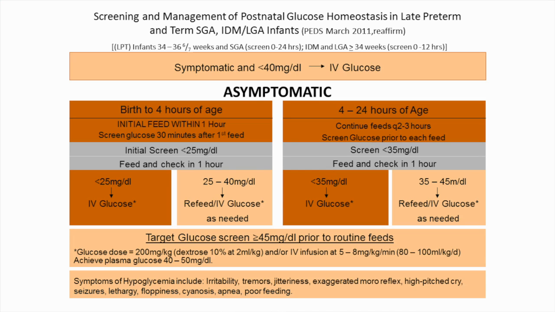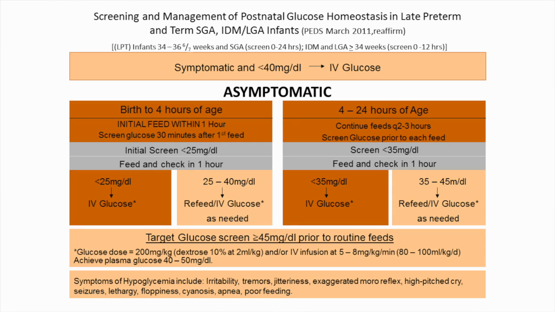Any baby that is symptomatic, and the symptoms are listed at the bottom of the slide, and has a screening bedside glucose less than 40 should be treated. And they should be treated as shown in the middle of the slide, with a target glucose greater than 45. The glucose can be given as a mini bolus and then followed with an IV infusion of 5 to 8 milligrams per kilogram per minute, 80 to 100 cc's per kilogram per day. So that would be for the symptomatic baby, bedside screen less than 40.